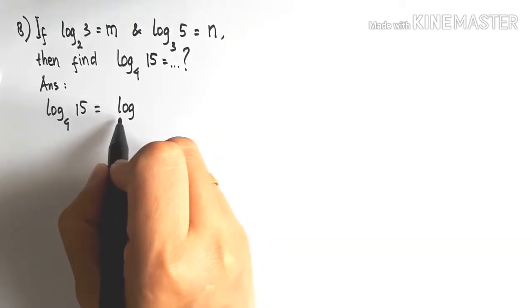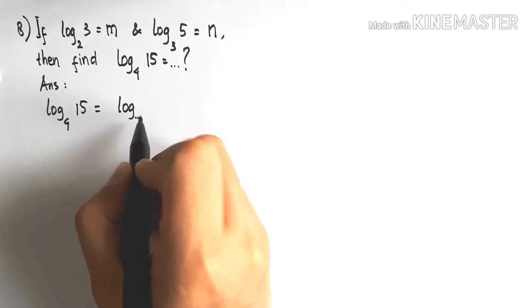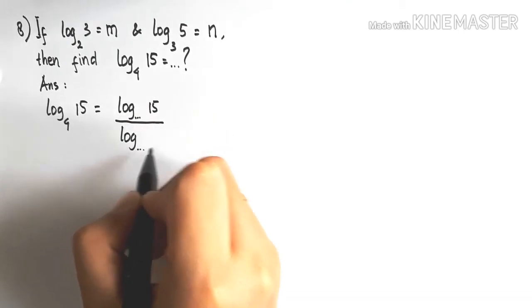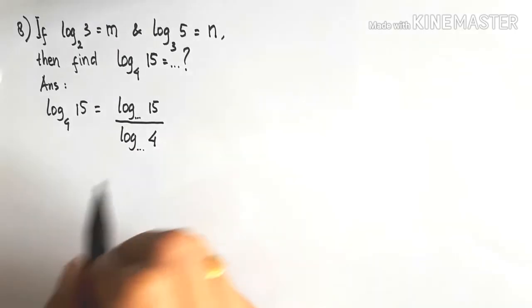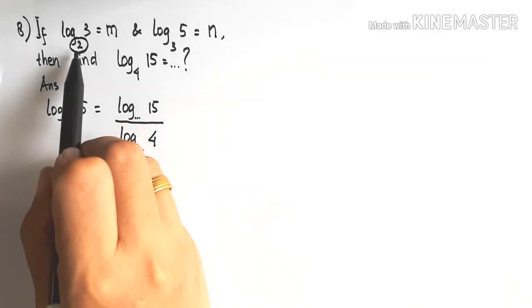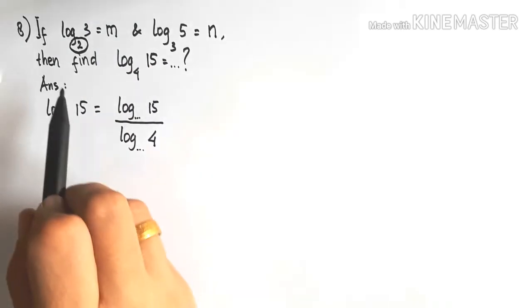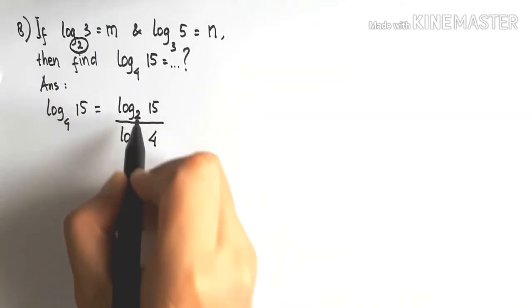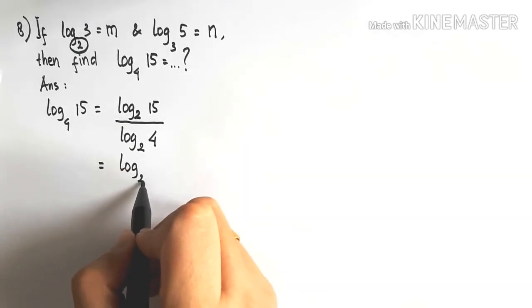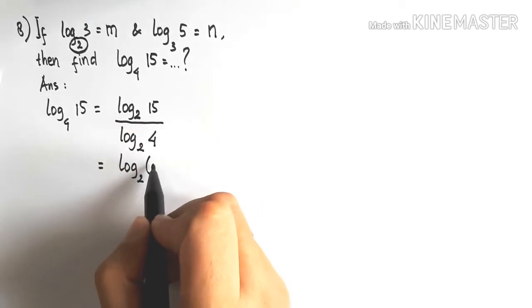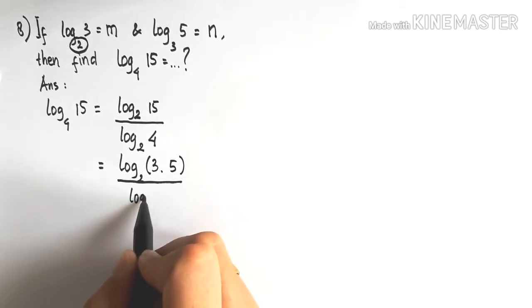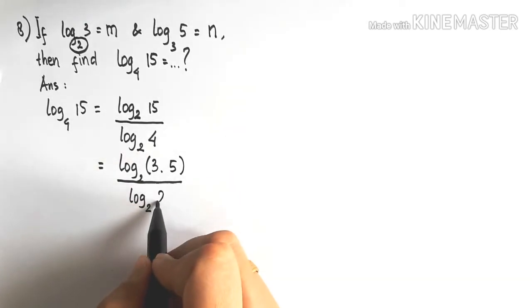Now we change into log base something of 15 over log base something of 4. The base we can choose from the given: we can use 2 or 3. Here I use 2. It must be the same, 2 and 2. And then continue: log base 2 of 15. 15 we can change into 3 times 5. How about log base 2 of 4? 4 changes into 2 squared.